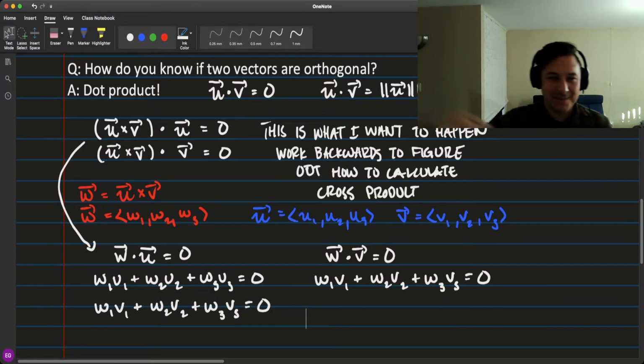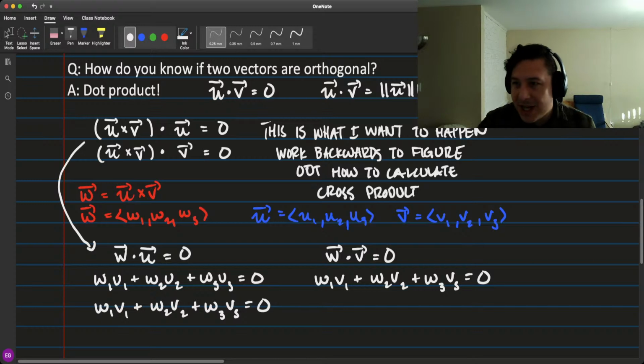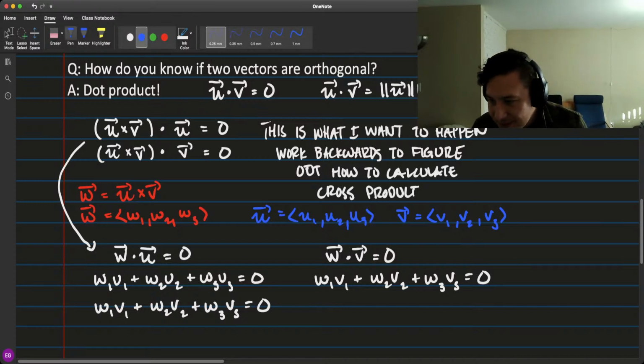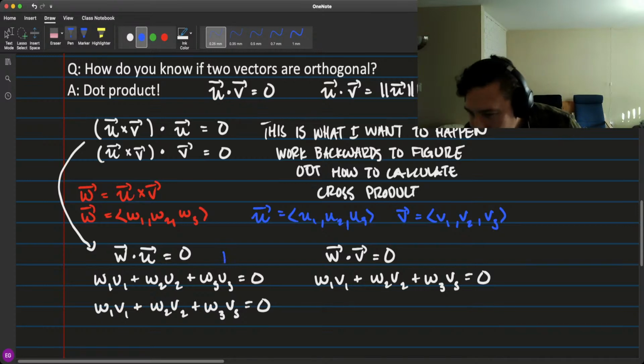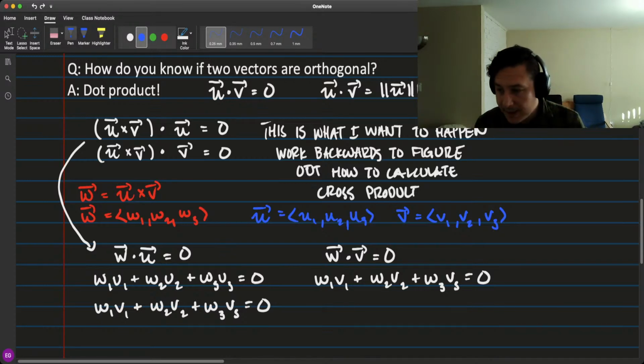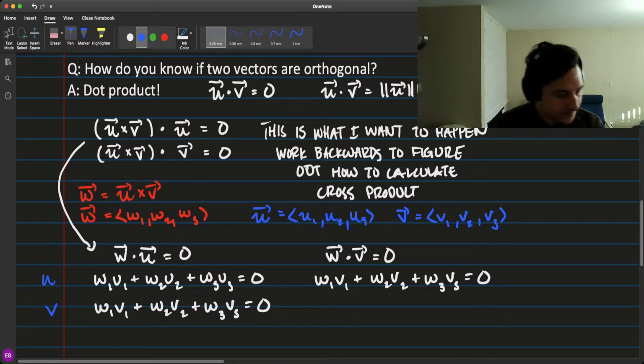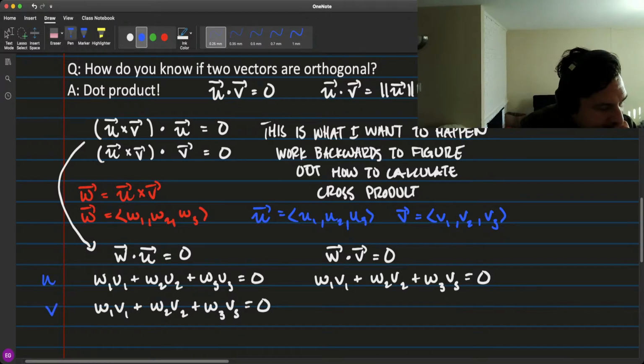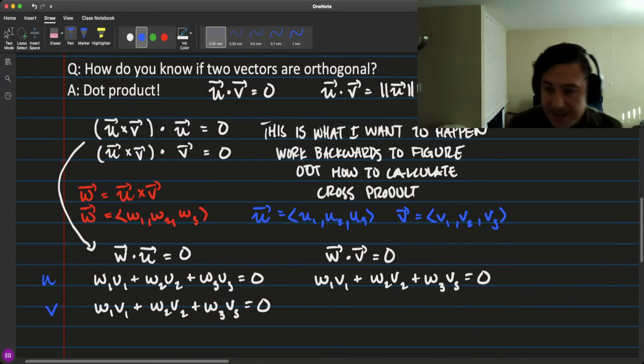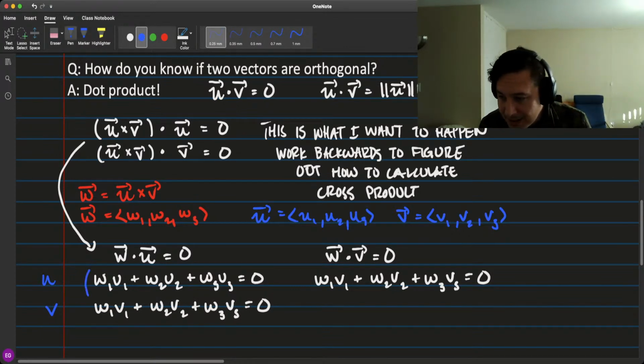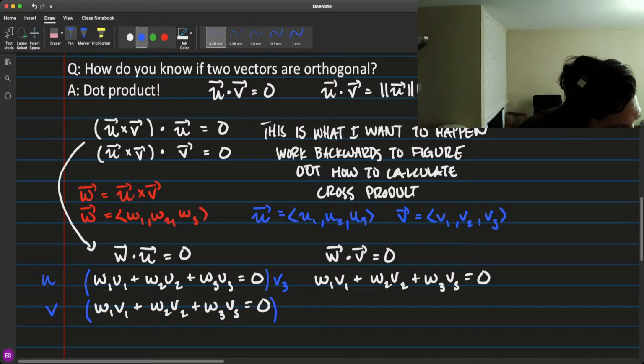Okay, so does it make sense? I just copied the one from the right and I put it right there. So if you notice, do you see how they share the W terms? Right, this one's U. This one is V. So the top one is for U. The bottom one is for V. So what we're going to do is multiply the top equation by V3 and multiply the bottom equation by U3.